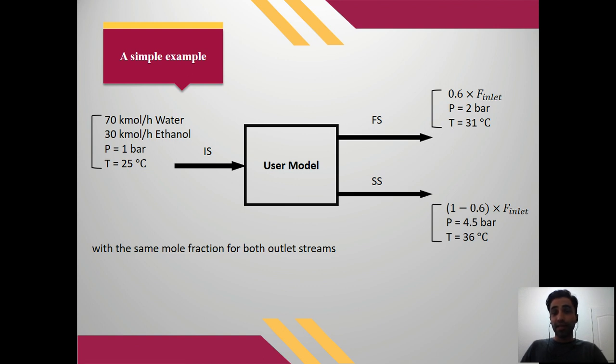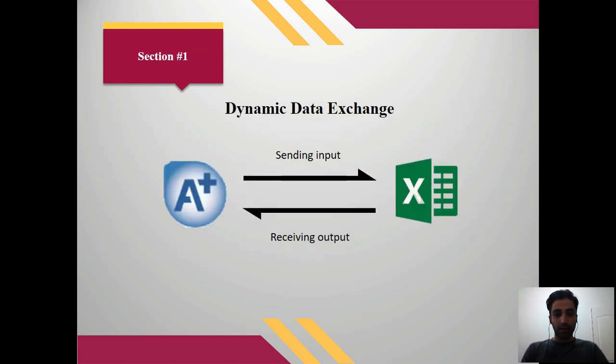Someone may predict the outlet temperature by using heat balance differential equations, or someone simulating a catalytic reactor may use the Ergun equation for pressure drop to predict the outlet pressure. But this is just some numbers to make sure that these software are exchanging data correctly. And the mole fraction of both outlet streams is equal to that of the inlet stream, so there isn't any reaction or separation inside our user model.